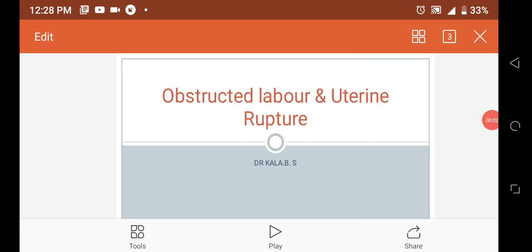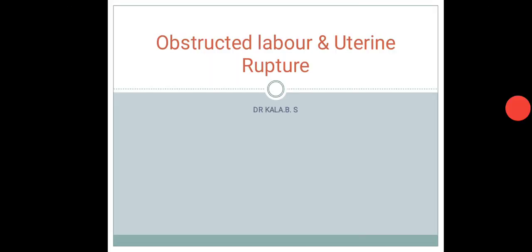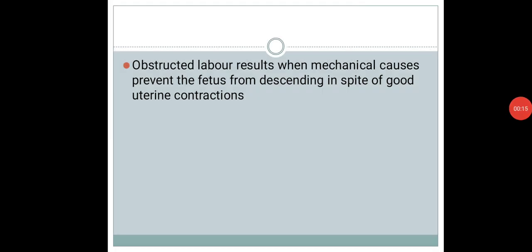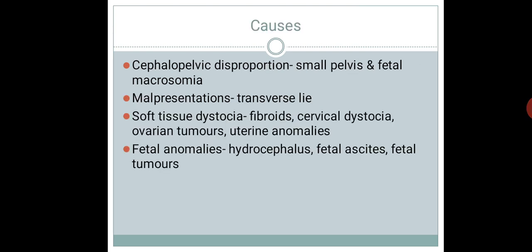Next topic is obstructed labor and rupture uterus. What is obstructed labor? It results when mechanical causes prevent the fetus from descending in spite of good uterine contractions. What are the causes of obstructed labor?